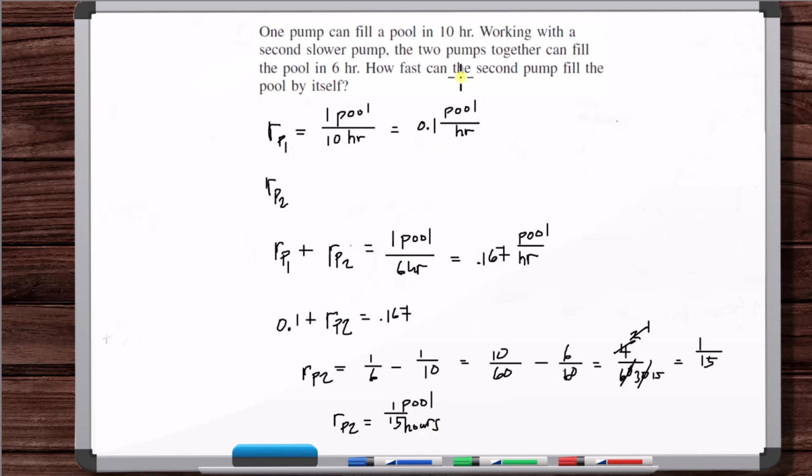So that's the question: how fast can the second pump fill the pool by itself? In 15 hours, right? So you get the idea. If pump 1 by itself can fill the pool in 10 hours, and then another pump comes in and helps it, and that time is reduced to 6 hours, well, how strong is that other pump? It would be one pool in 15 hours. Okay.